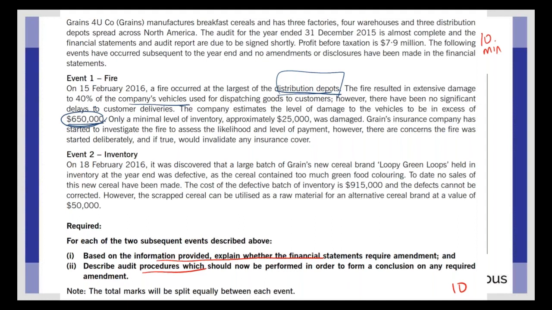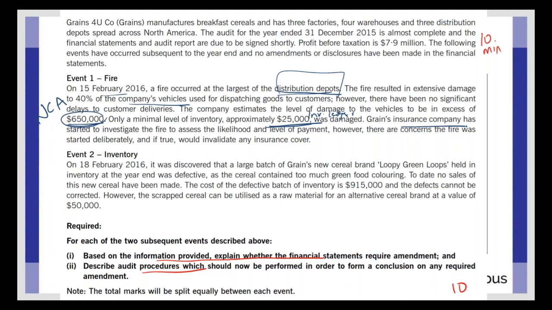Now, how do they know that the value of those vehicles was 650,000? I'll confirm from the non-current asset register. They said on 15th February, inventory in that depot was 25,000. Now, which records show the value of my inventory? The inventory ledger or inventory records. So I'll confirm inventory records on 15th February to find out how much inventory was there on the date of the fire.